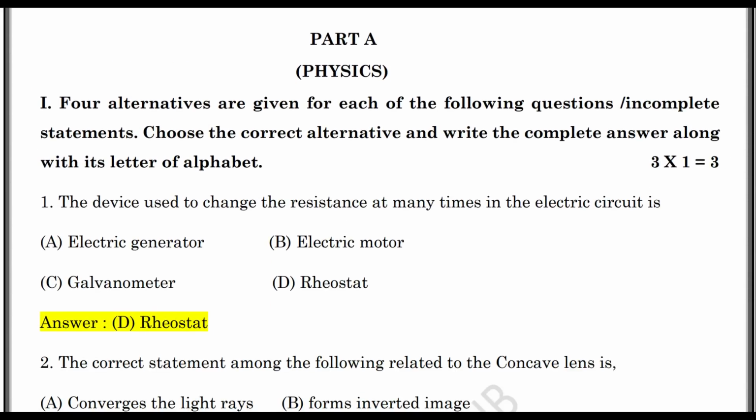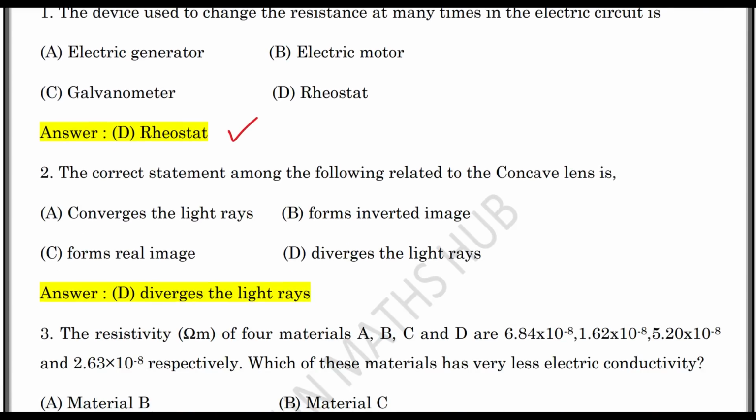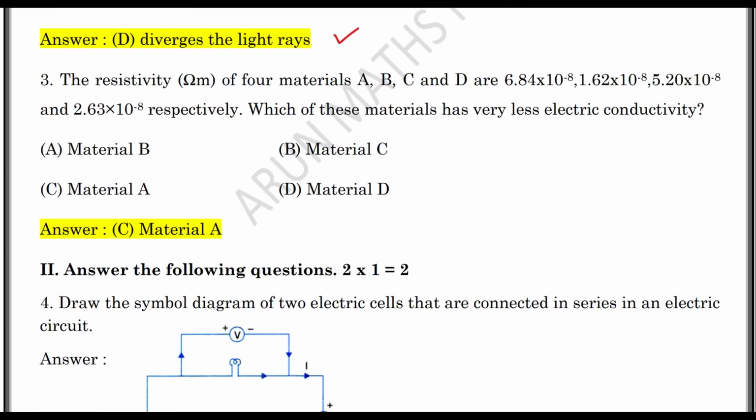Part A, physics. Part B, chemistry, and part C, biology. First question, MCQ. The device used to change the resistance as many times in the electric circuit is the rheostat. Rheostat is used to change the resistance of the circuit. The correct statement among the following related to the convex lens: convex lens is a diverging lens, therefore it diverges the light ray.